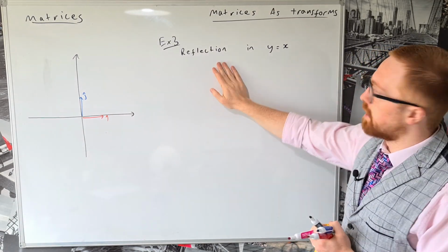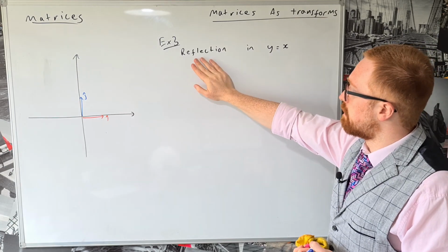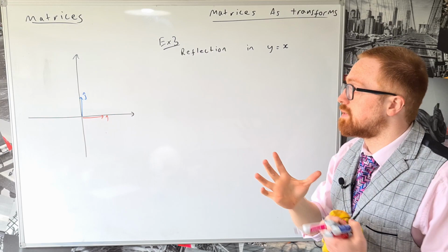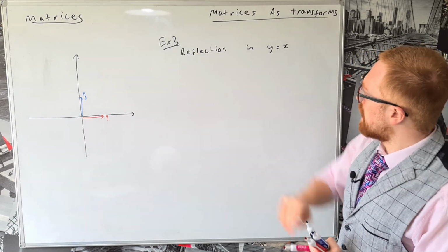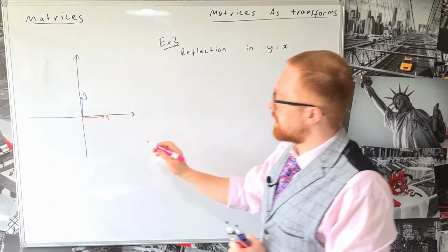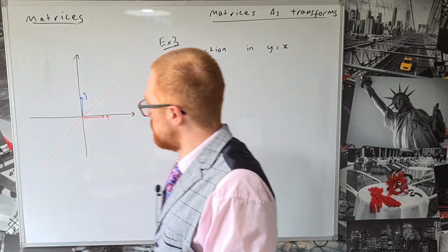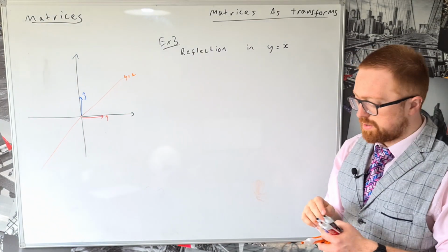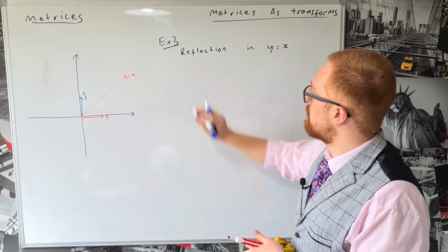Okay, so let's have a look at this third example. This is a reflection in the line y equals x. As normal, if at any point you want to pause the video and have a go before I go through it, please feel free to do so. That's the best way to learn. Let's draw on the line y equals x first of all. The line y equals x is this line here. So let's see what happens to i hat and j hat when they're transformed.